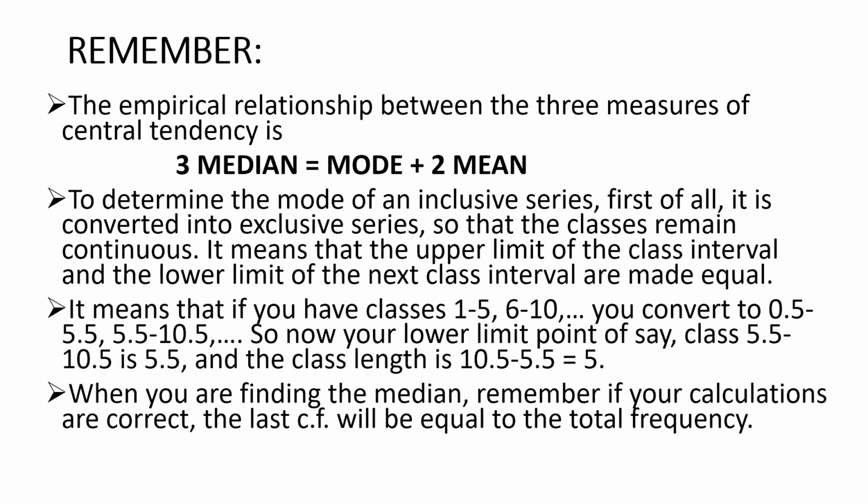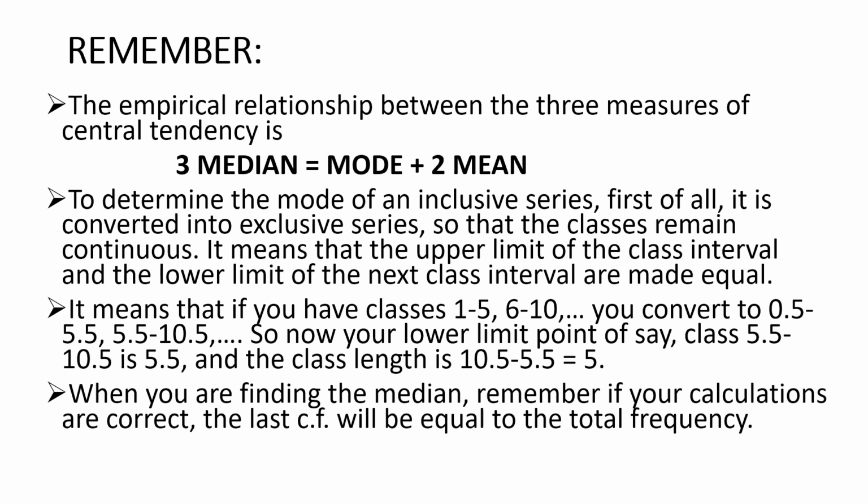Some things to remember. The empirical relationship between the three measures of central tendency is 3 median is equal to mode plus 2 mean, or mode is equal to 3 median minus 2 mean. To determine the mode or median of an inclusive series, first of all it is converted to an exclusive series so that the classes remain continuous. It means that the upper limit of the class interval and the lower limit of the next class interval are made equal. What does that mean?